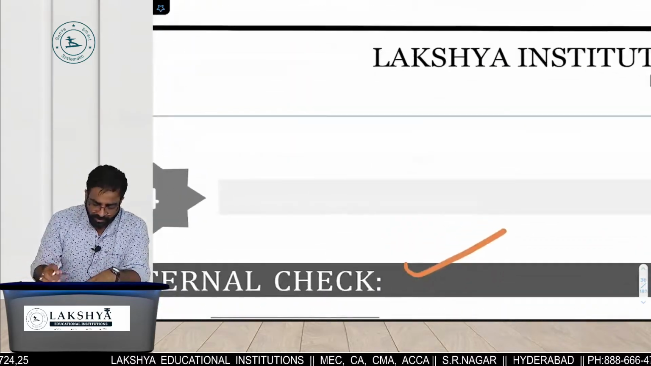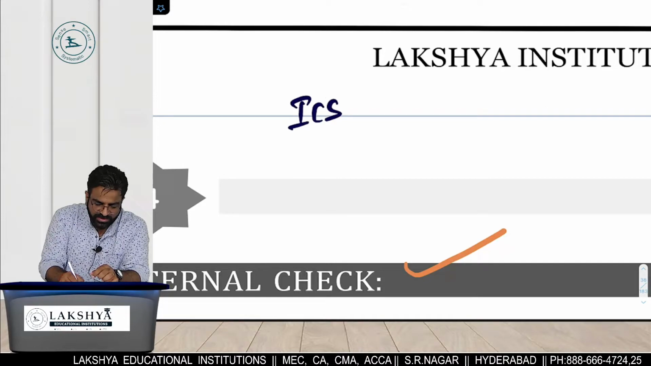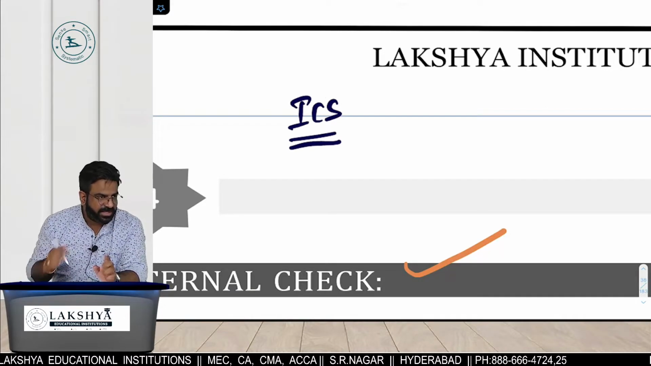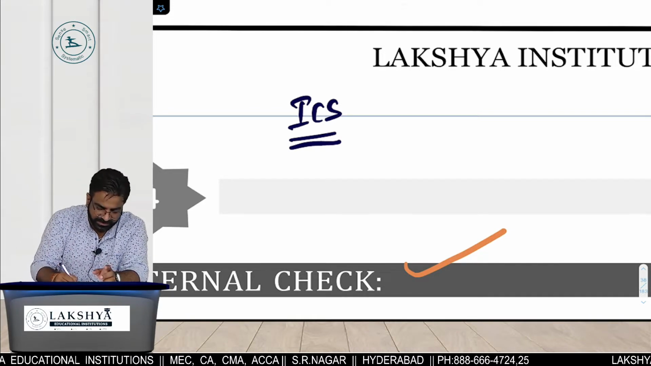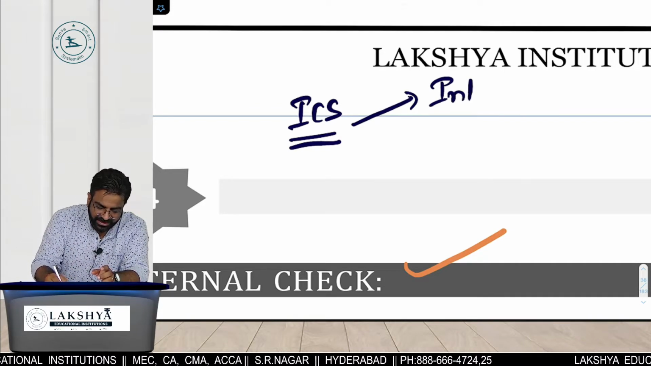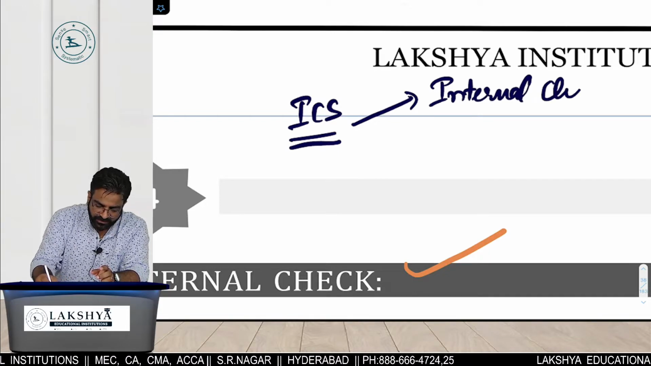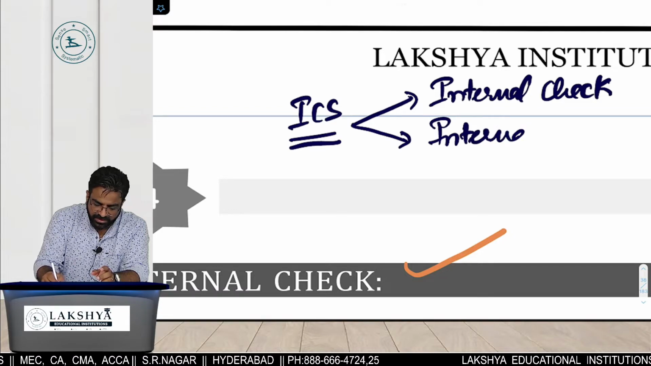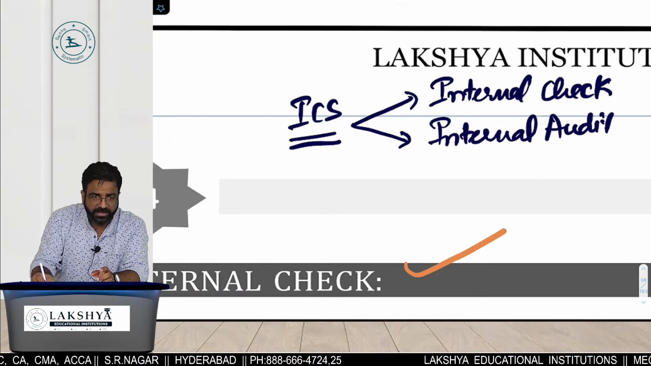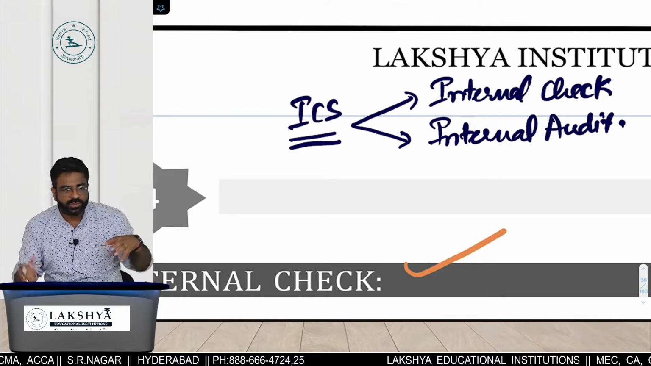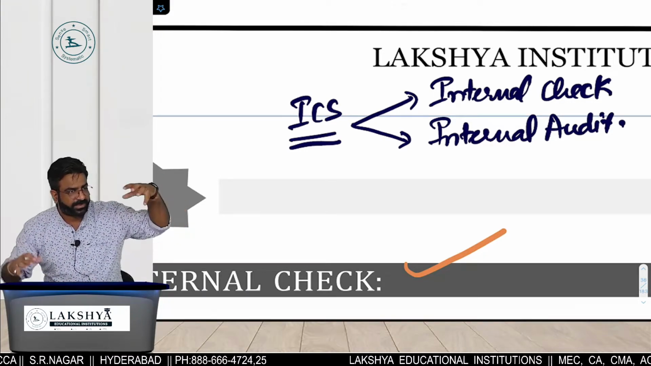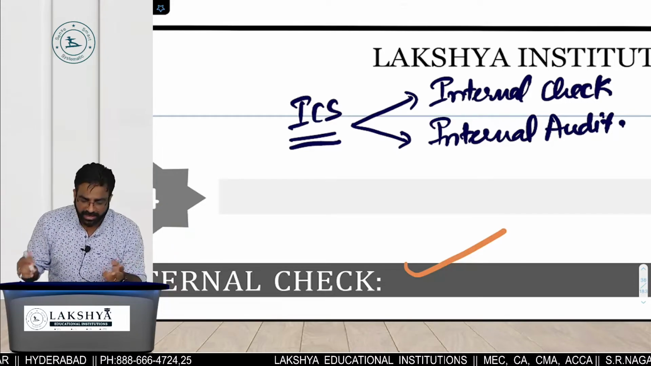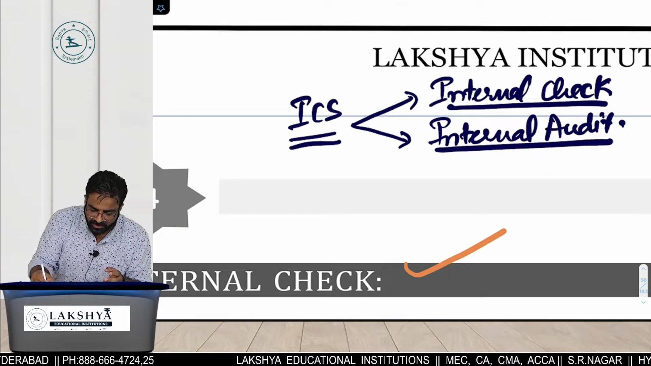See, when we talk about internal control system, it has 2 components. There are 2 parts of internal control system. One is known as internal check system, and one is known as internal audit system. Are you getting the point? Internal control system is a broader word. It's a bigger word. Internal control system has 2 words. What are the 2 words? Internal check system, internal audit system.